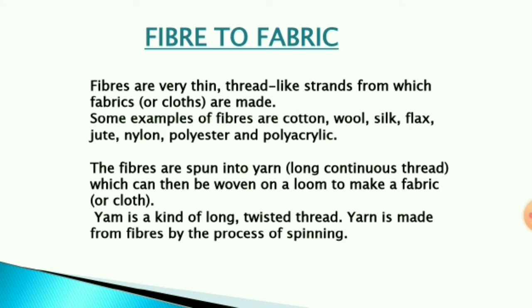Fiber to Fabric. Fibers are very thin thread-like strands from which fabrics or clothes are made. Some examples of fibers are cotton, wool, silk, flax, jute, nylon, polyester and polyacrylic. The fibers are spun into yarn, a long continuous thread which can then be woven on a loom to make a fabric or cloth. Yarn is a kind of long twisted thread. Yarn is made from fiber by the process of spinning.